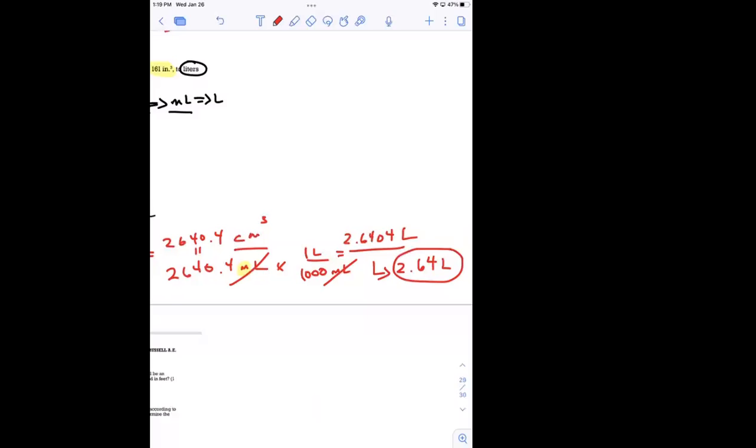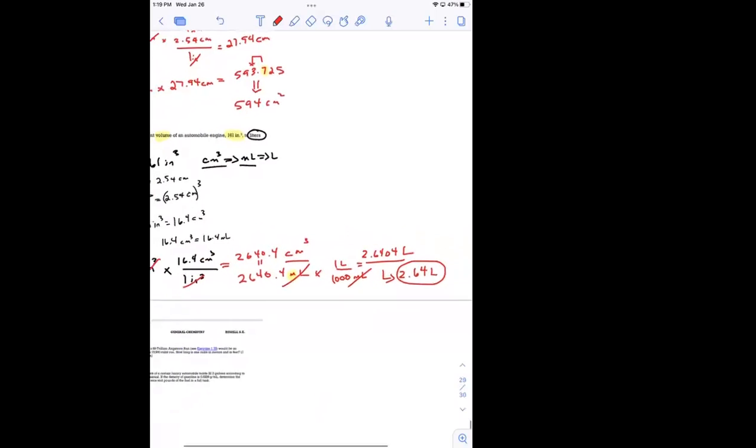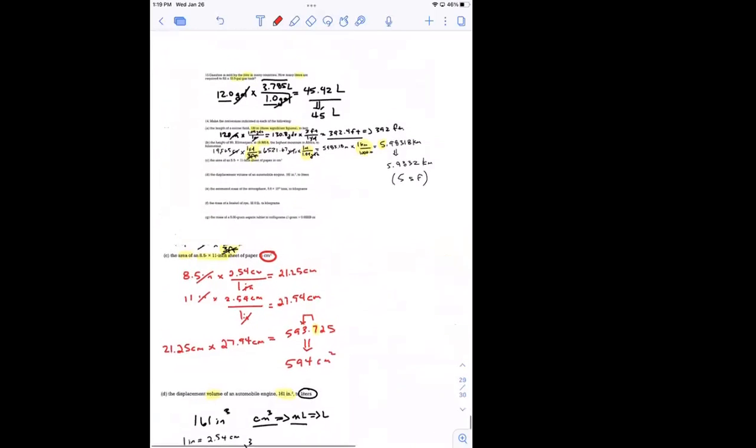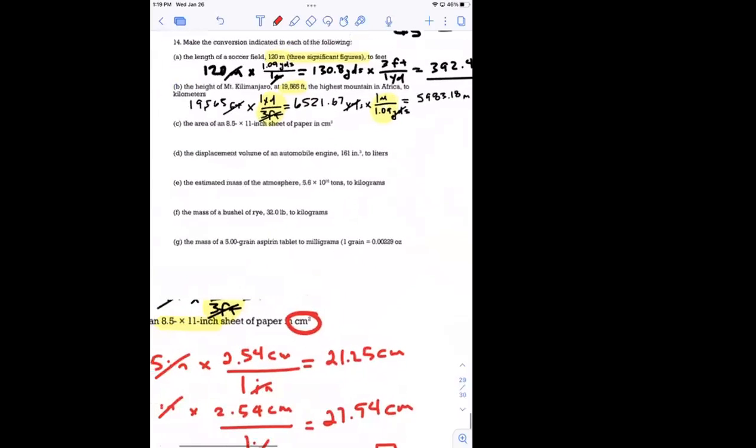But this is an example of how you can determine the volume of an engine in both cubic inches or liters, right? And there's a more direct conversion, but I like this way better because it makes us go through understanding the units, and it also causes us to understand the equivalence between cubic centimeters and milliliters. All right, let's do the next one, which is this one.